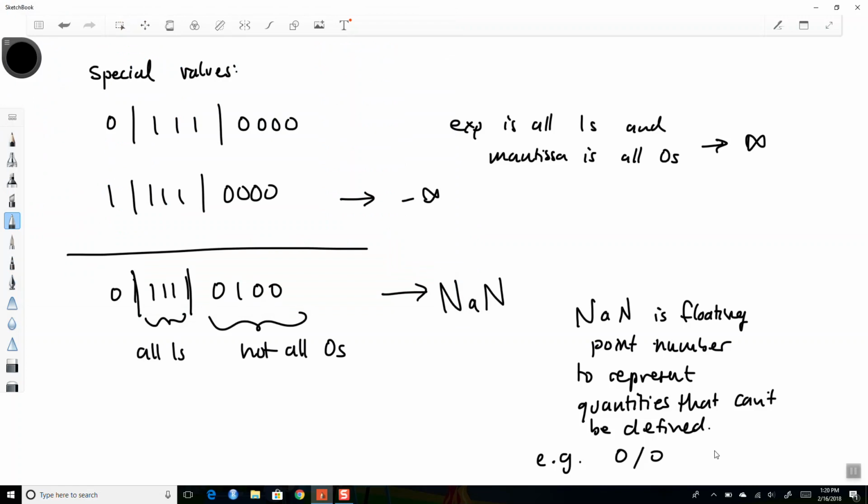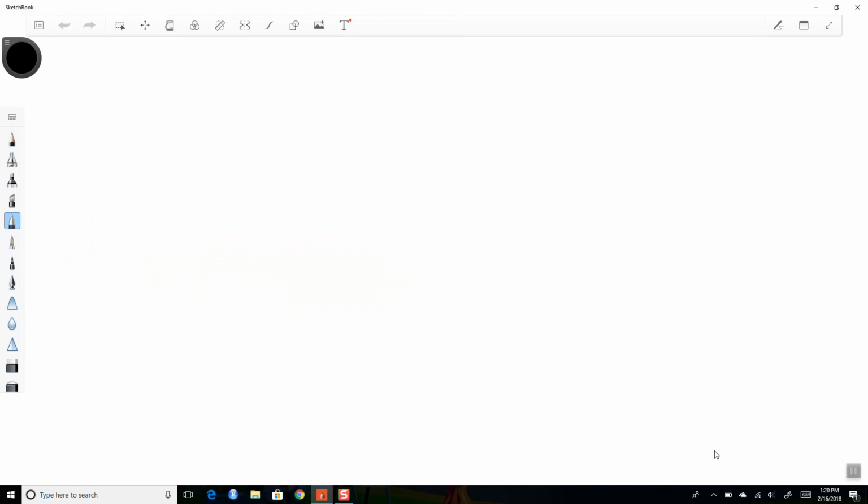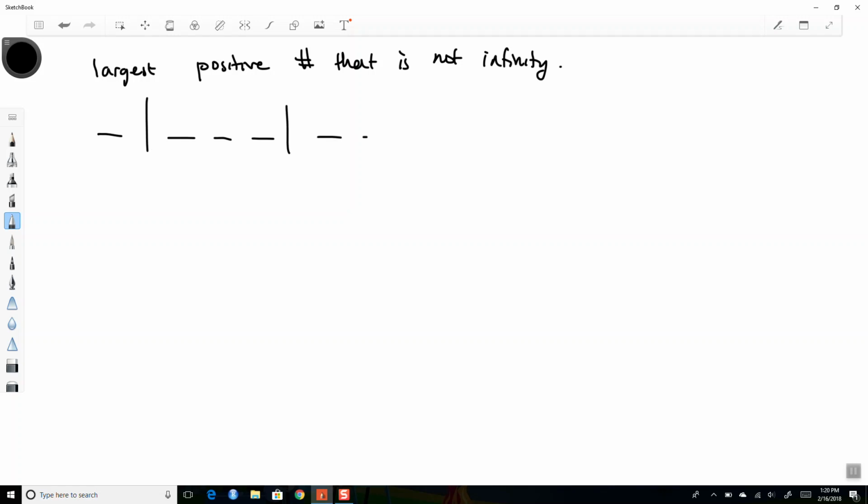Okay, which means what is the largest number that is not infinity? Okay, so let's look at the largest positive number that is not infinity. Okay, so that's going to be, okay, for positive it's going to be 0 and the sign bit. And then what's the biggest exponent I can put here?